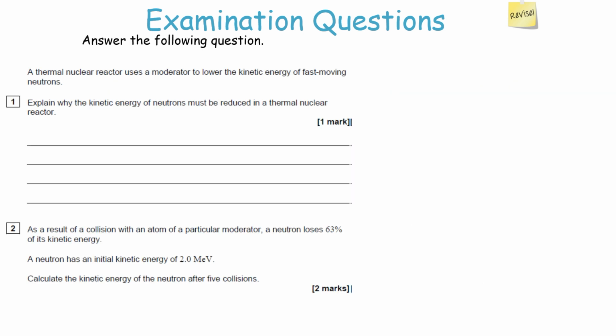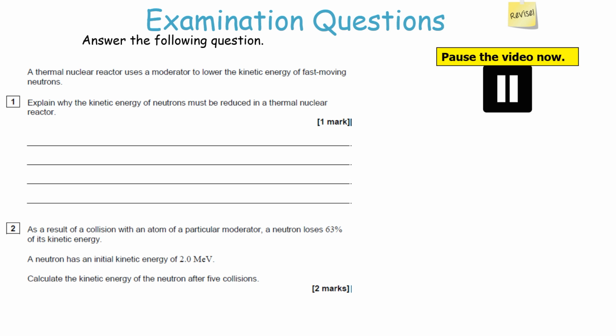Next question. A thermonuclear reactor uses a moderator to lower the kinetic energy of fast-moving neutrons. Explain why the kinetic energy of neutrons must be reduced in a thermonuclear reactor. In the result of a collision with an atom of a particular moderator, a neutron loses 63% of its kinetic energy. A neutron has an initial kinetic energy of 2.0 MeV. Calculate the kinetic energy of the neutron after 5 collisions. So pause the video now, then unpause the video when you want to go through your answer.